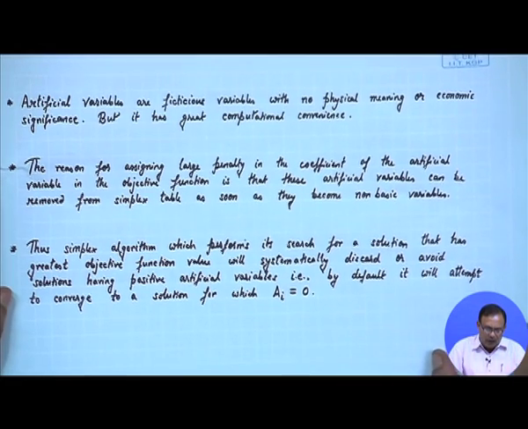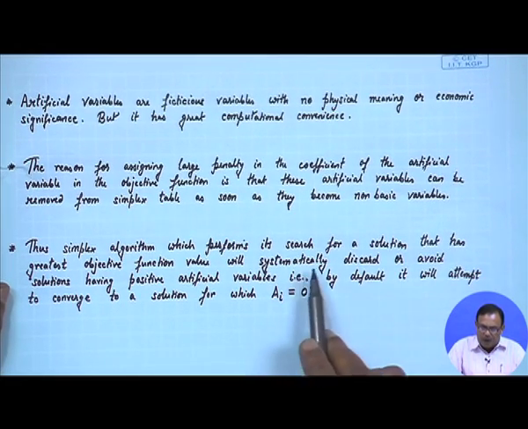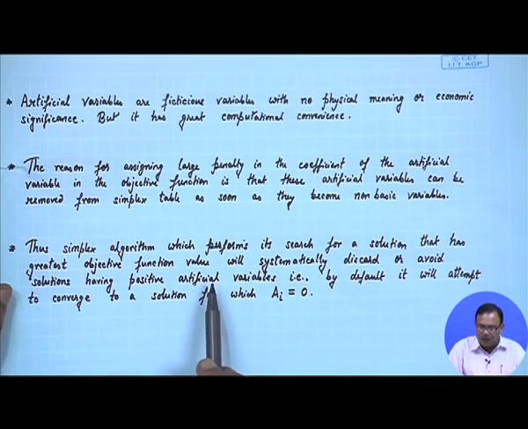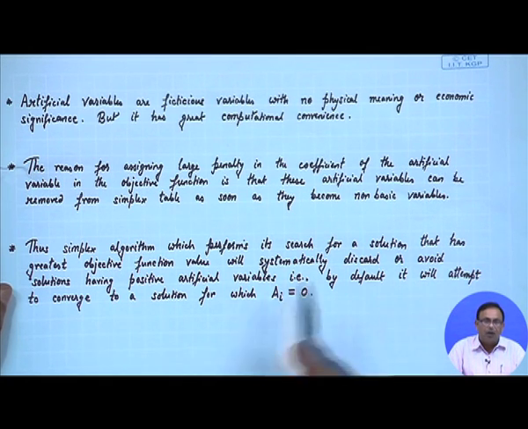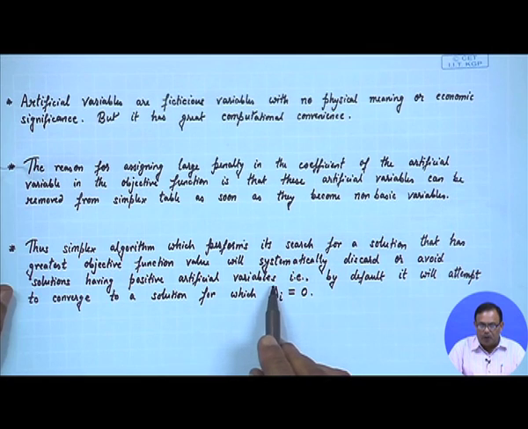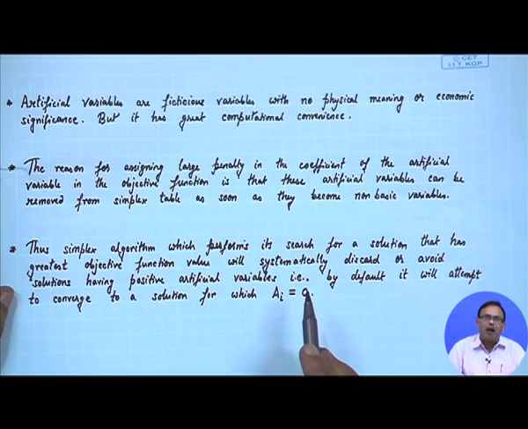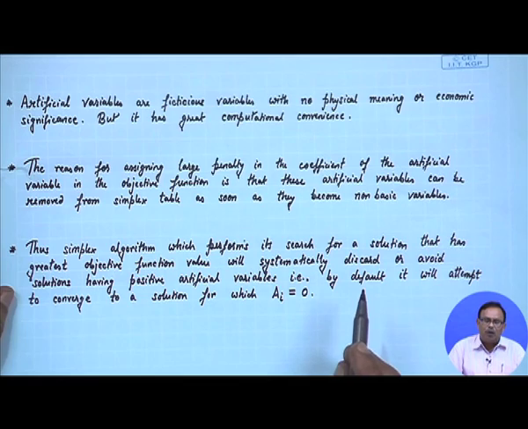The third point is that the simplex algorithm, which performs its search for a solution that has the greatest objective function value, will systematically discard or avoid solutions having positive artificial variables. That is, by default it will attempt to converge to a solution for which ai equals 0. Please note, the procedure is such that we will try to converge to a solution where the values of the artificial variables are 0 and they are discarded from the basis.